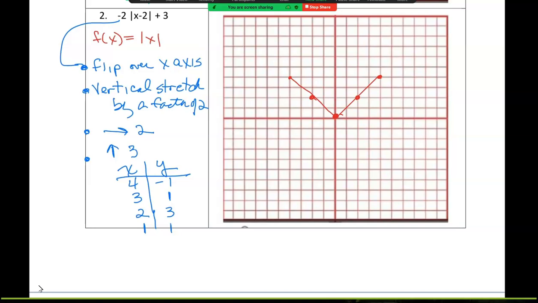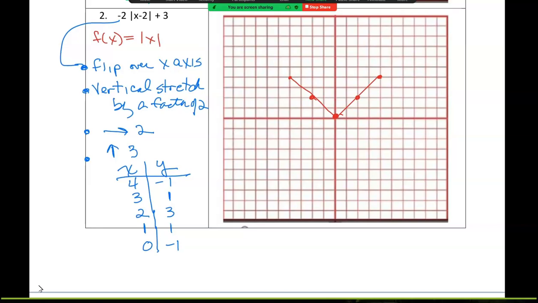Okay, keep going. I'm going to pick a 0. So I have 0 minus 2 is negative 2. Absolute value of negative 2 is 2. 2 times negative 2 is negative 4. Negative 4 plus 3 is negative 1. Those are 5 nice points. Let's plot them and see what happens.